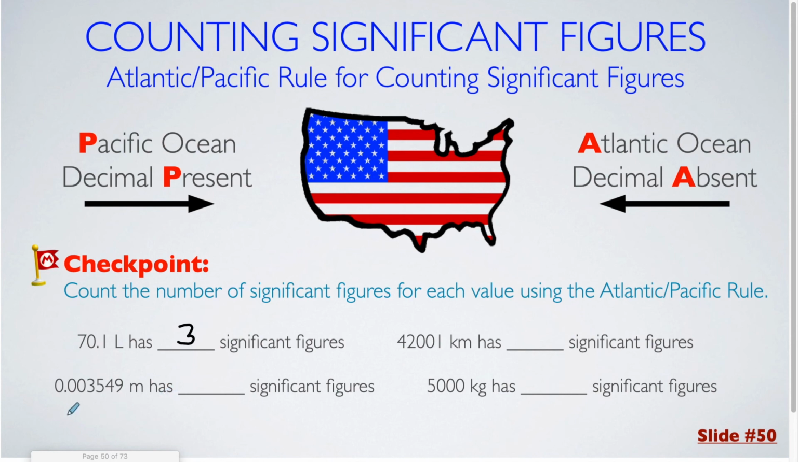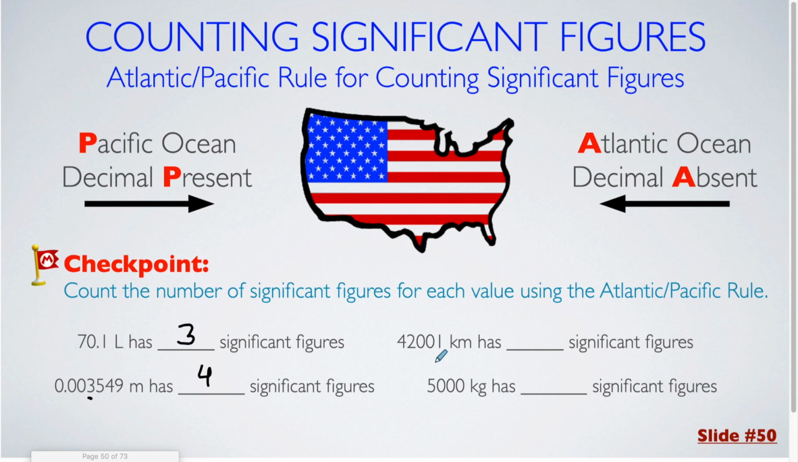In this example, I also have a decimal present. But this time, the first digit that I run into is a 0. So it's not going to count. So I'm starting from the Pacific side. I go over, over, over, and there we go. Now from here on, everything is going to be significant. So 4.